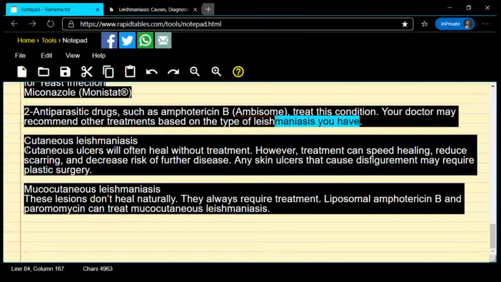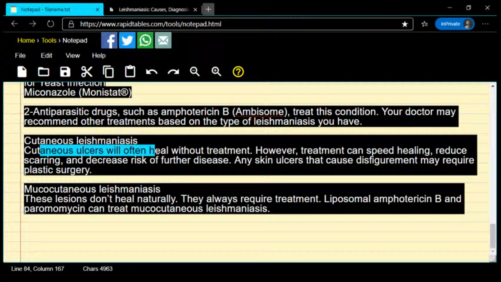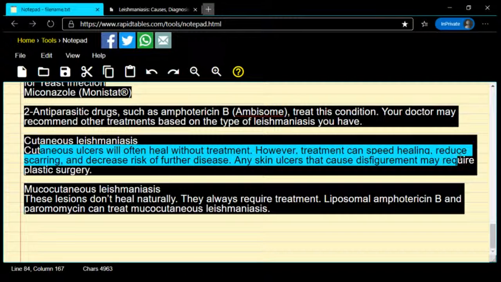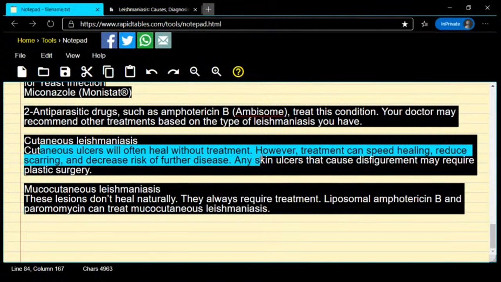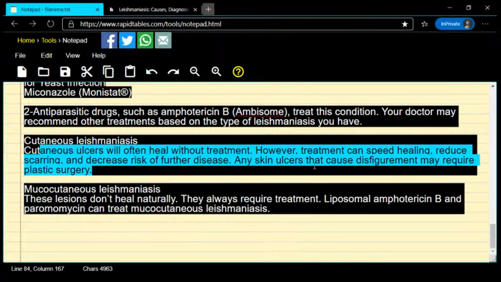Cutaneous leishmaniasis. Cutaneous ulcers will often heal without treatment, however, treatment can speed healing, reduce scarring, and decrease risk of further disease. Any skin ulcer that causes disfigurement may require plastic surgery.